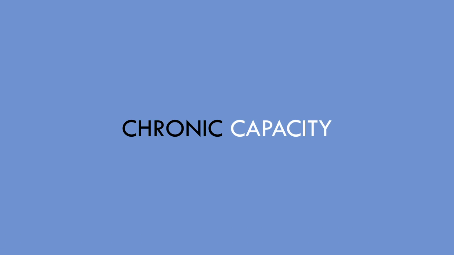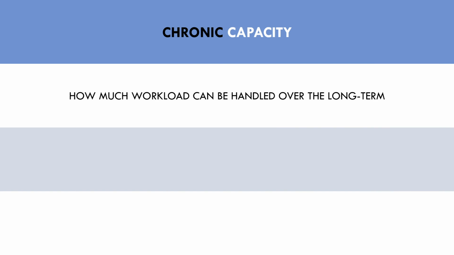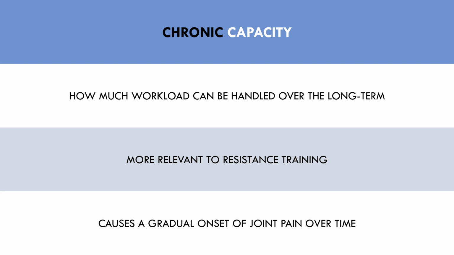Chronic tissue capacity refers to how much workload the tissue can handle over a long duration of time. While tissues may be able to handle a certain workload for a short duration, the fatigue it causes can accumulate and lead to injury over time. This is more relevant to resistance training, as trainees are more likely to experience a gradual onset of pain in certain joints over time, rather than an acute injury occurring. So ultimately, there is a certain level of volume that each muscle group and its relevant joints can handle that can be tolerated over time. When this workload is breached, it usually presents as joint or connective tissue aches and pains in the joints that are affected.